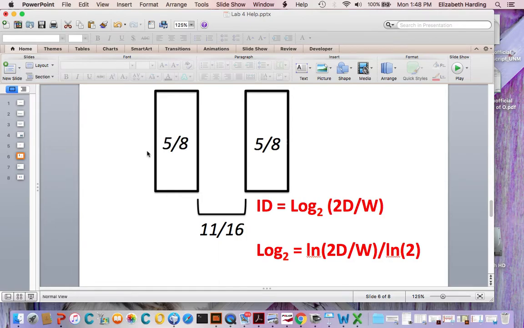Here's an example of how I did that. For instance, in ID A, the boxes were approximately 5/8 of an inch wide, and they were separated by 11/16 of an inch. I did this in just a calculator using the natural log function. A typical calculator is log base 10, but you can use natural log, the ln, which most of us should have on our calculators, over the natural log of 2. That'll give you a relatively simple calculation for index of difficulty, which in this case was, I believe, 1.14.